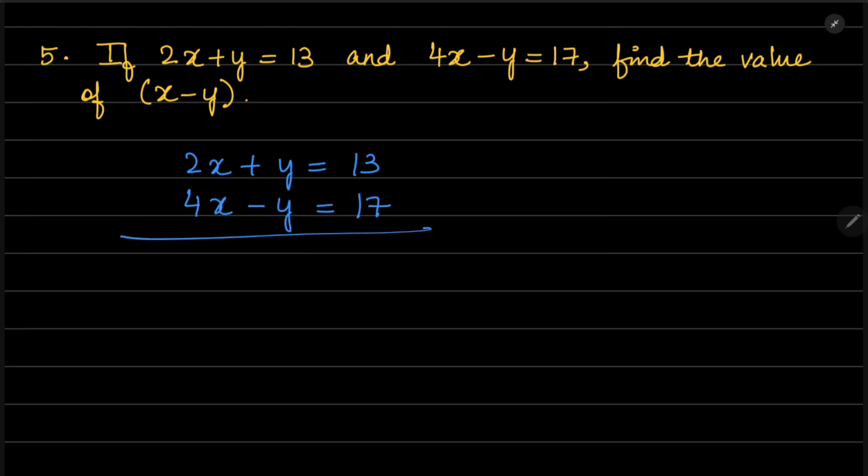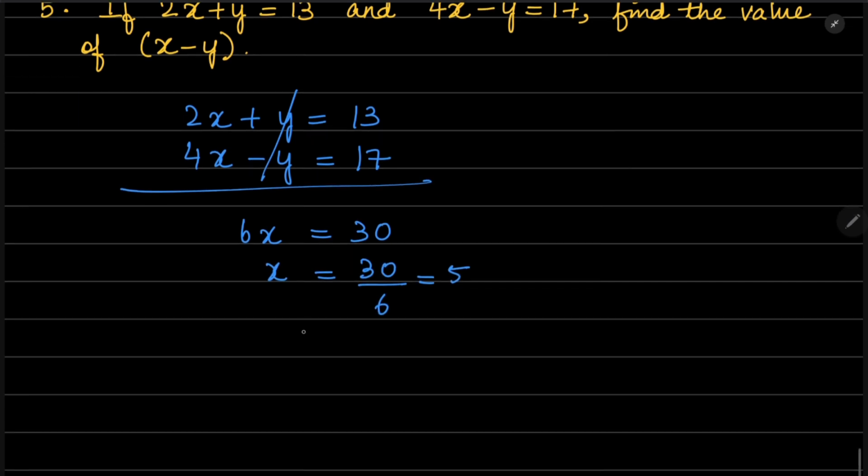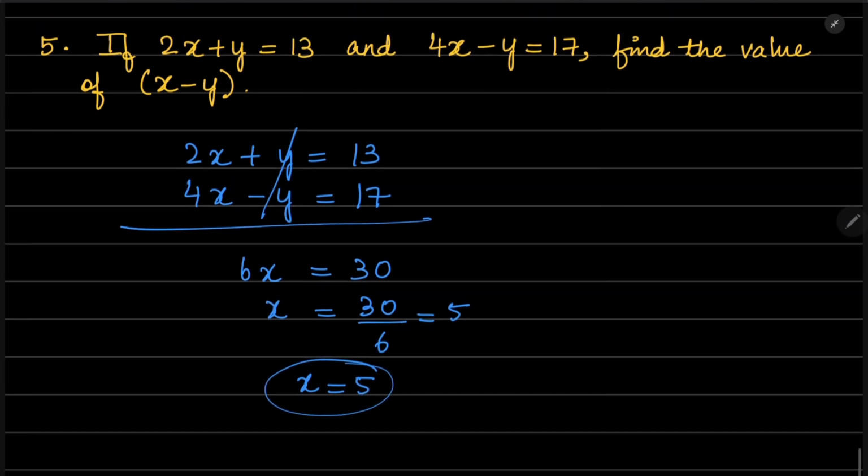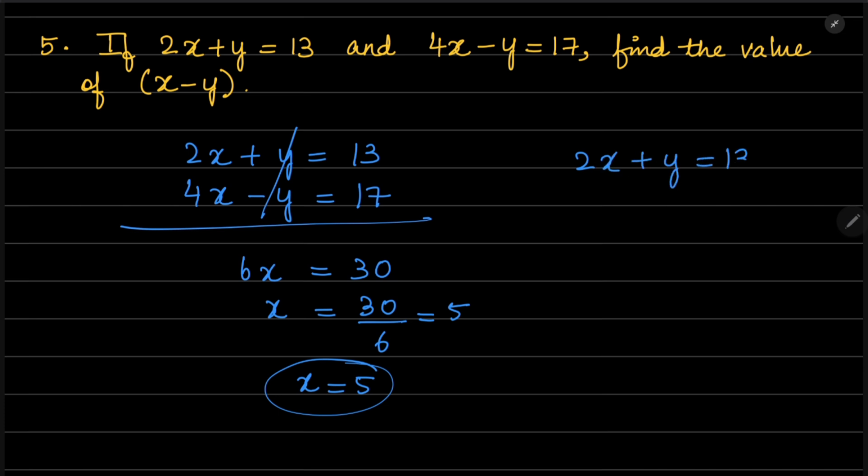Since you have plus y and minus y, just add them. So, this will get cancelled. So, 6x equal to 30. And x is nothing but 30 divided by 6, which is 5. So, your x is equal to 5. Put this in any one of the equations. So, I'll put it in 2x plus y equal to 13, the first equation.